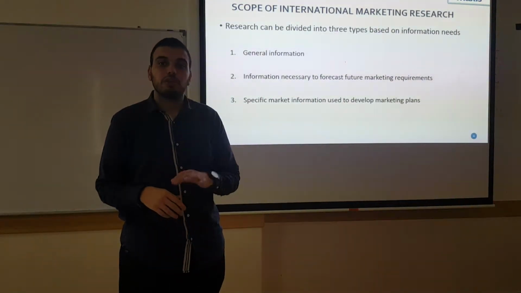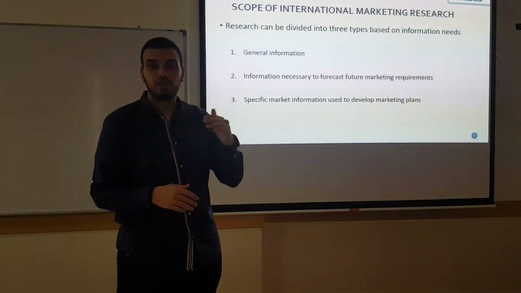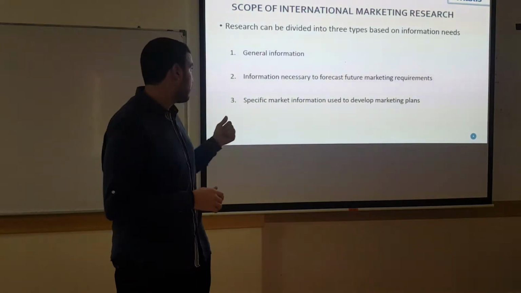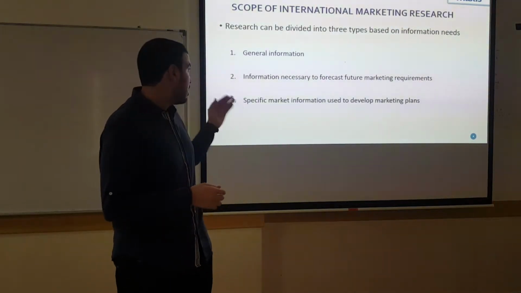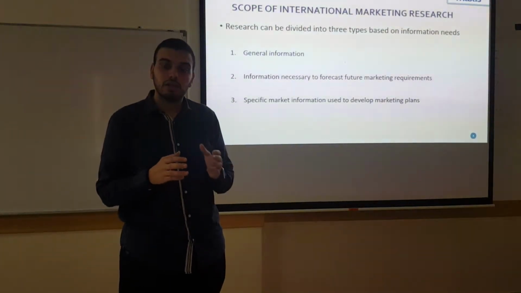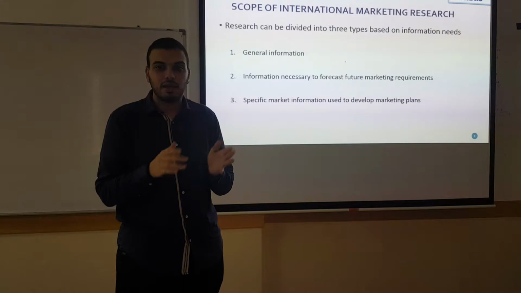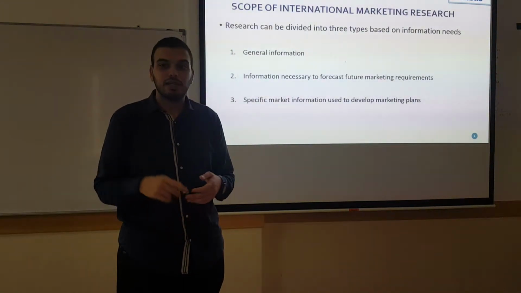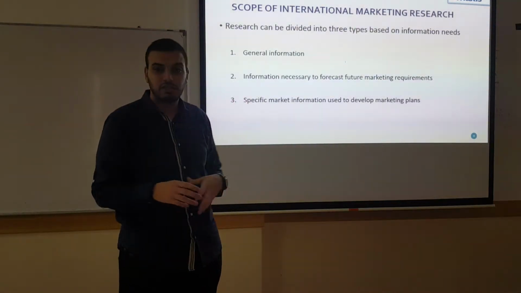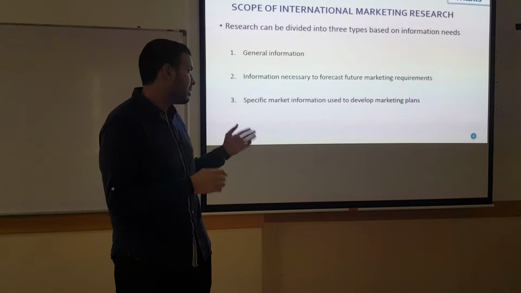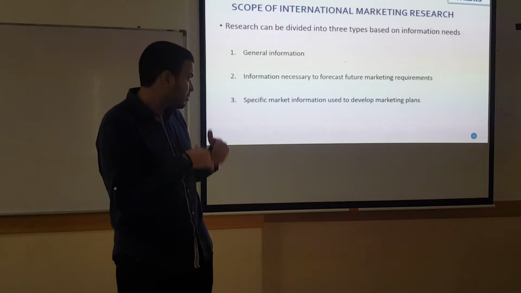Following that will be the scope of the international marketing research. During the marketing research done by Maxis, the research was divided into three main factors. One of them was the general information. This is the information about the country, the area, or the market. Following that is the information which is necessary to forecast future marketing requirements. This is done by anticipating the economic, consumer, and health trends, and the market of the country itself. And lastly is the specific market information, which is used to make the marketing plans, which are the promotion, distribution, the price, and to develop these marketing plans.